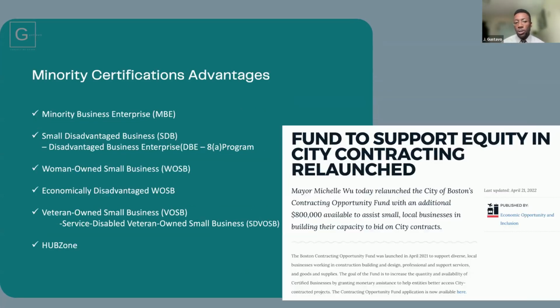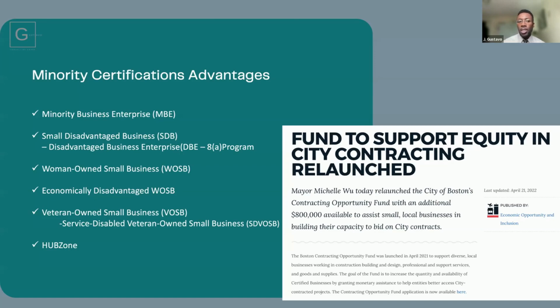And so this is in regards to the certifications that give you a leg up in the process. A lot of times, because these contracts are being set aside for minority businesses that are certified, the keyword is certified. The city of Boston does have its own certification process, as well as the state of Massachusetts. And also there's a federal certification process. Each of these certification processes is done by different organizations.